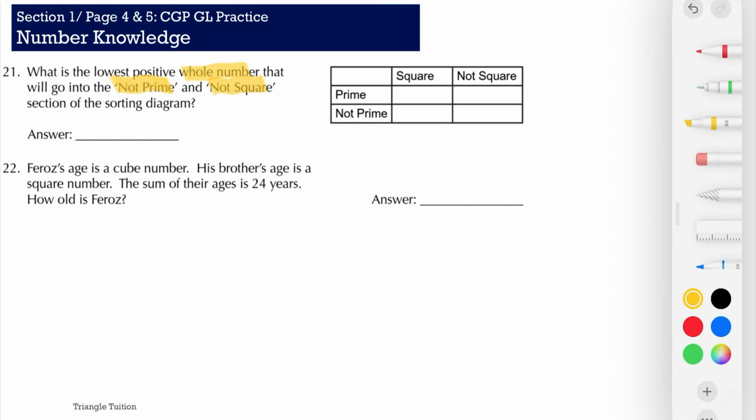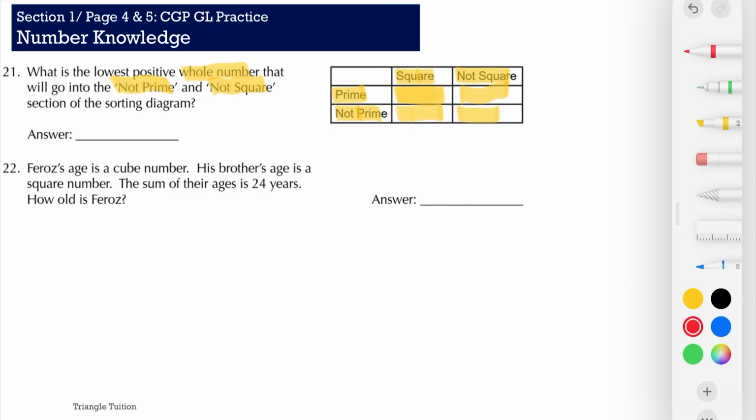of the sorting diagram. So we have a diagram here: square number, not square number, prime number, not prime number. We have this space where we can add square and prime numbers. This is for not square and prime number. This is for square and not prime number. This is for not square and not prime number.